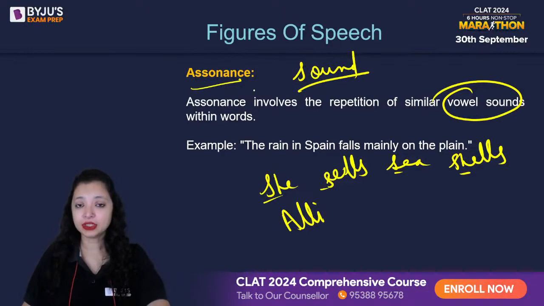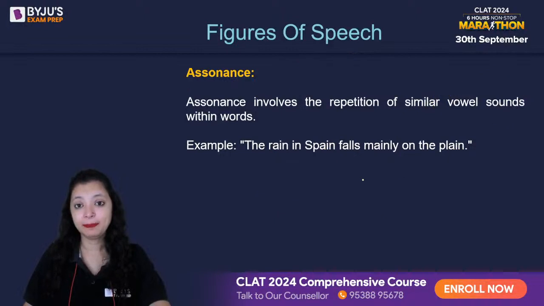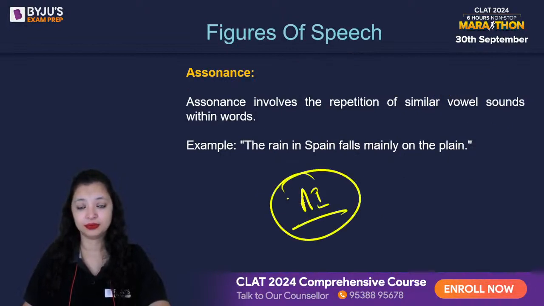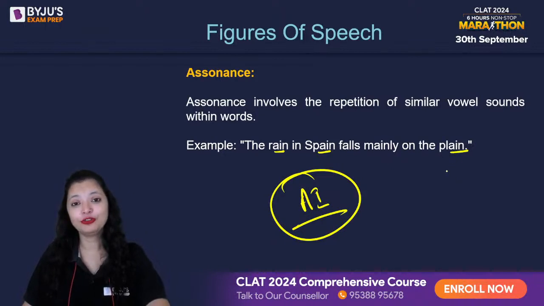Exactly. So assonance में you have repetition of vowel sound, like यहाँ क्या vowel sound repeat हो रहा है, ai, rain, Spain, plane. The repetition is of AI sound. Okay. So assonance is, and then we have consonants, repetition of consonant sounds. Assonance vowel sound का repetition हो गया, consonants consonant sound का repetition हो गया.